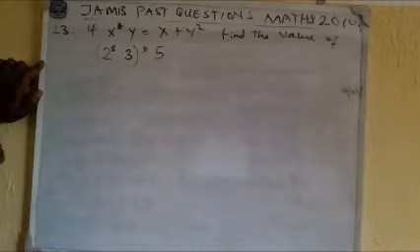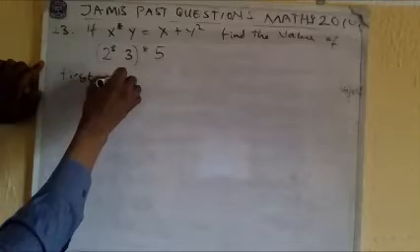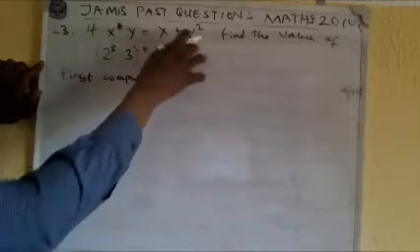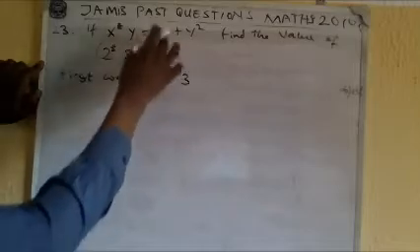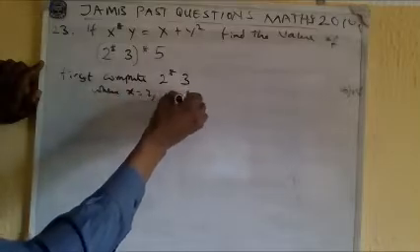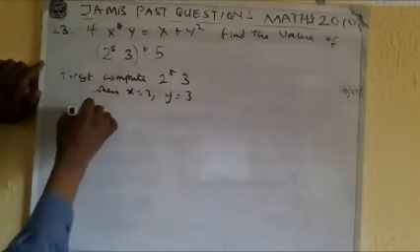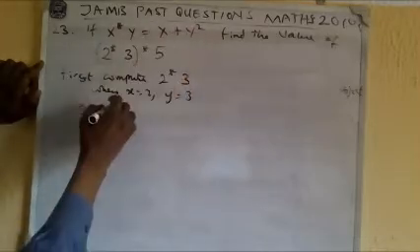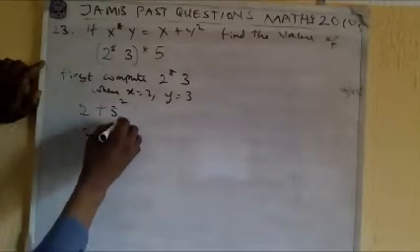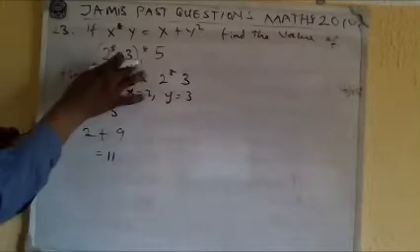So first, compute the first one, 2 star 3. So 2 star 3 is defined like this, where x is equal to 2 and y is equal to 3. So put it here. Run it then. So I put 2 plus this one is what? 3 raised to the power 2, is it not? So 2 plus 3 raised to the power 2. 3 raised to the power 2 is 9. 2 plus 9 is what? 11. So I've gotten this one.